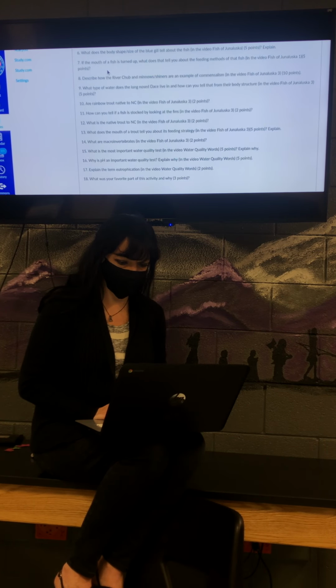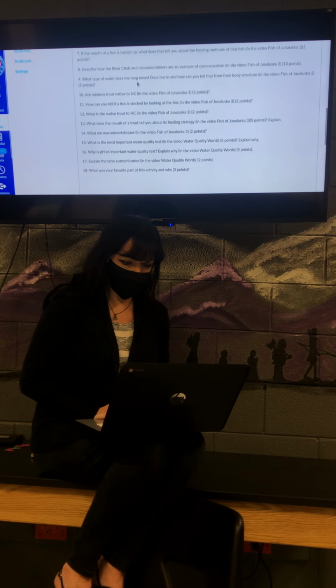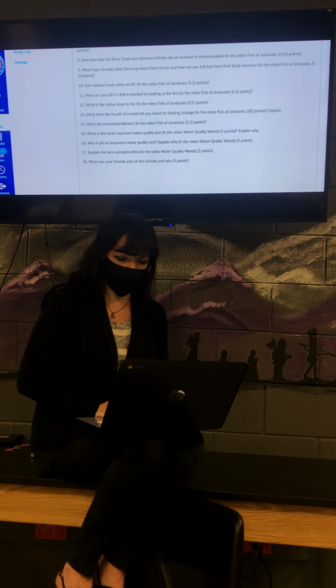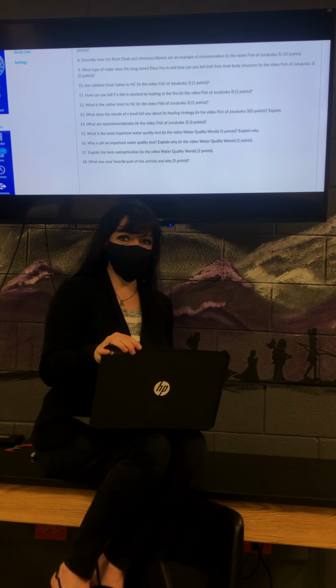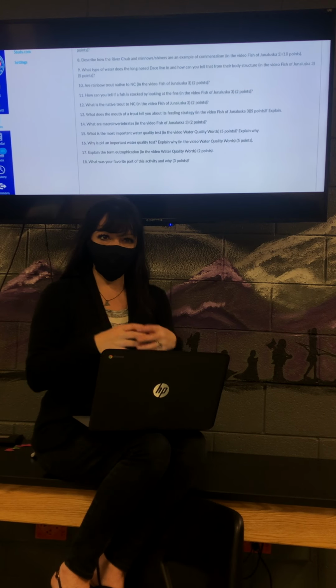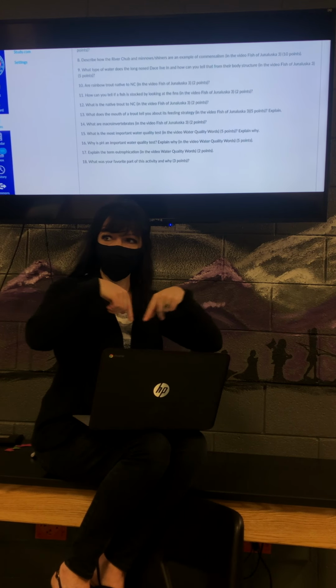If the mouth of the fish is turned up, what does that tell you about the feeding methods of the fish? Describe how the river chub and minnow shiners are an example of commensalism. So the river chub was the one, it's a bottom feeder. Where does that mean its mouth is? On the bottom. It's a bottom feeder, and it's a larger kind of fish, and it has a larger mouth. So it builds a little nest out of rocks.